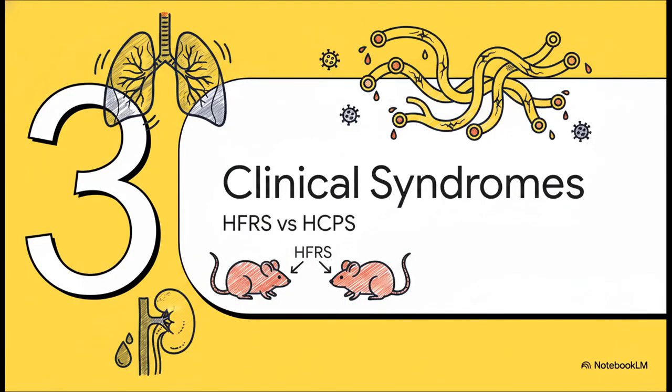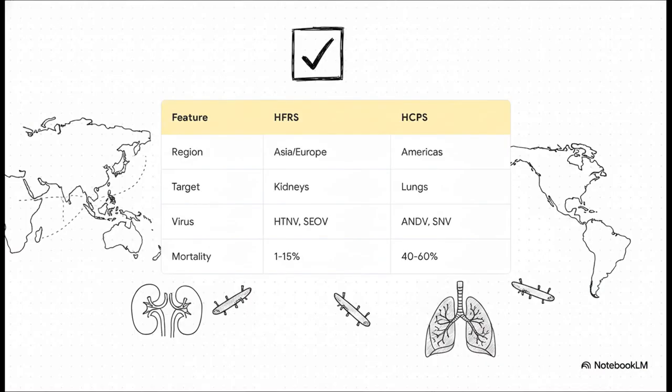Okay, Section 3, clinical syndromes, specifically comparing HFRS versus HCPS. For the boards, you absolutely must be able to contrast these two side by side. On one hand, we have HFRS. This predominantly affects the kidneys. It's mostly seen in Asia and Europe and carries a 1 to 15% mortality rate. The classic causative strains, Hantaan and Seoul.